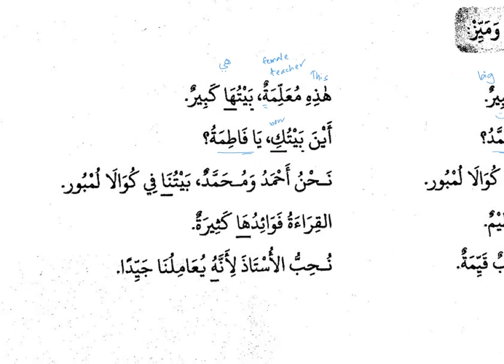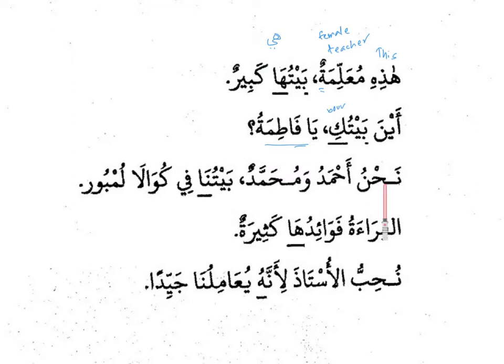Next sentence. Now we have nahnu, Ahmad wa Muhammad. We are Ahmad and Muhammad. Baituna fi Kuala Lumpur. So what is this na? This means our. You don't say nahnu anymore. You don't say baitu nahnu fi Kuala Lumpur. No, that is wrong. You should say baituna fi Kuala Lumpur.